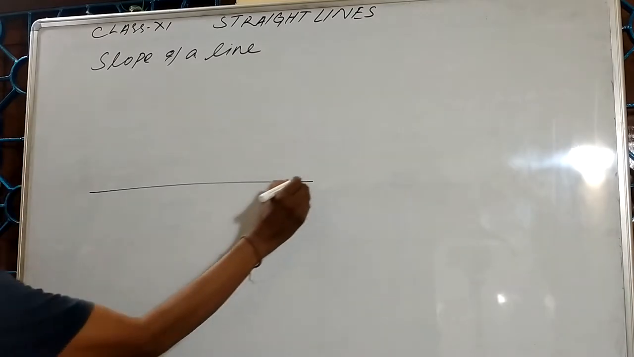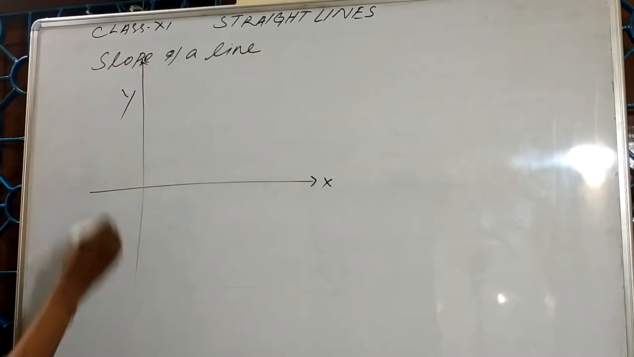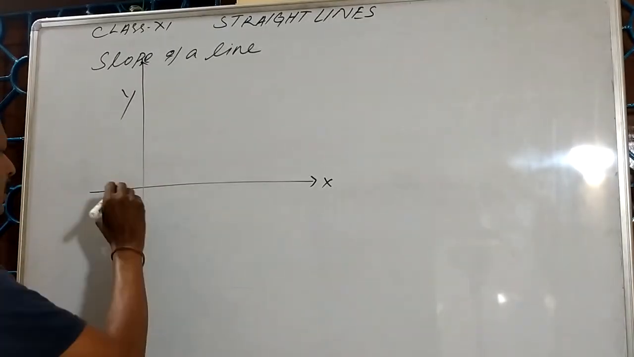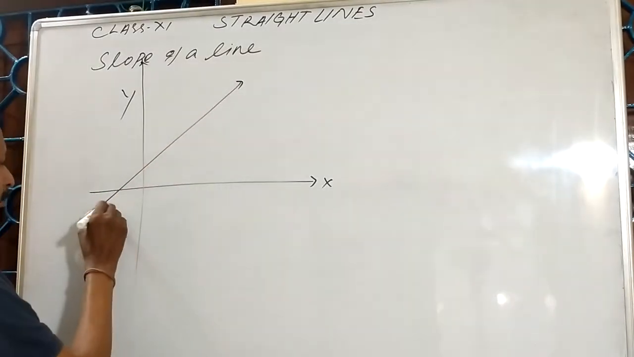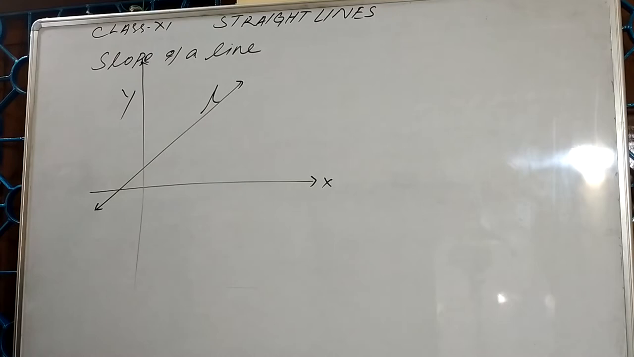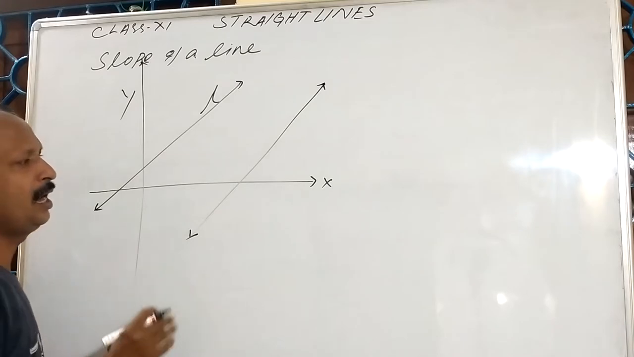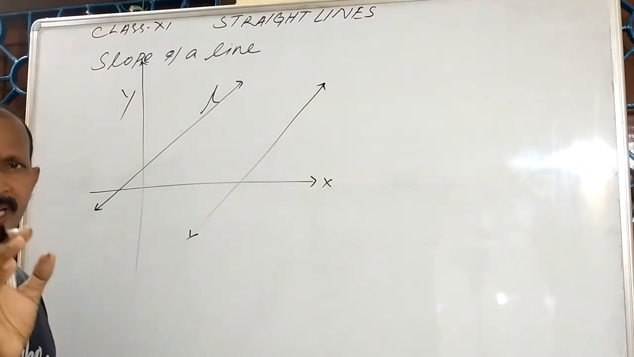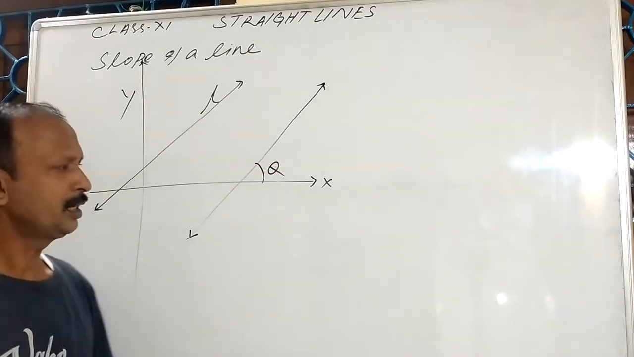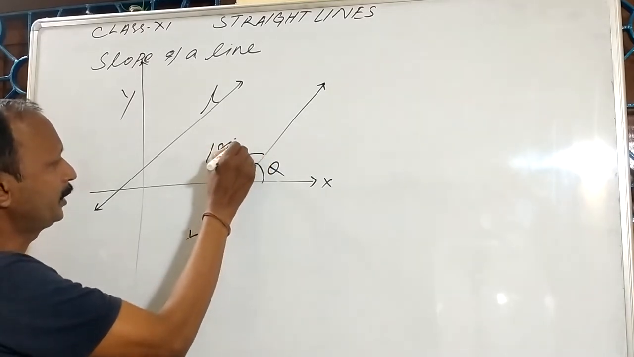suppose this is the x-axis, this is the y-axis. Now it is a coordinate plane. Suppose I shall draw a line. L is a line. I can draw any pair. Suppose I am drawing here. It makes an angle with the positive direction of the x-axis. Suppose this angle is equal to theta. If this angle is theta, ultimately this angle is 180 degree minus theta.